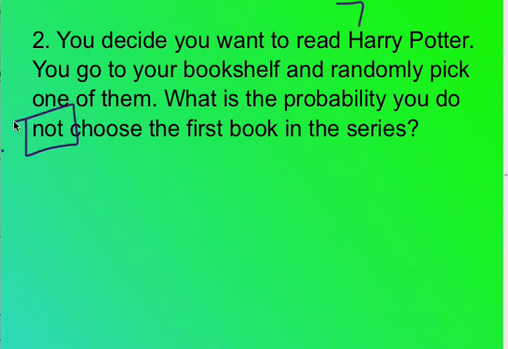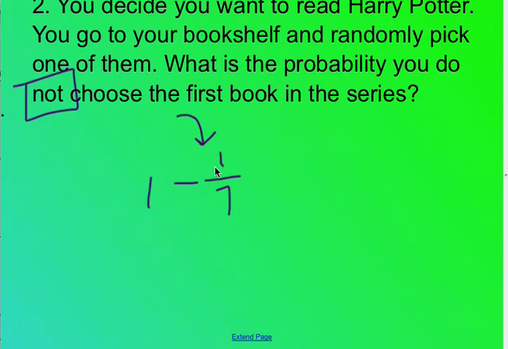So the first book in the series, how many books is that? Well, that's 1 out of the 7. That's going to be the first book. So what I can do is take 1 and subtract off the probability that it is the first book, because that will give me the other probability.